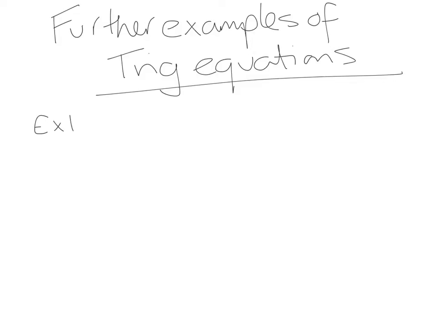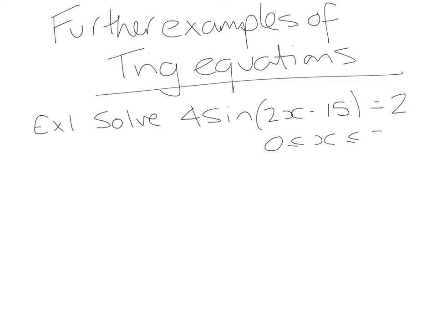Example 1. Solve 4 sine (2x minus 15 degrees) equal to 2, between 0 and 360 degrees. Just to show you why we know that this has got multiple angles and a phase shift: here's the multiple angle. We have two x's, so that would be two waves, therefore 4 solutions. And there's our phase shift. This wave has been moved 15 degrees in the positive direction of the x-axis.